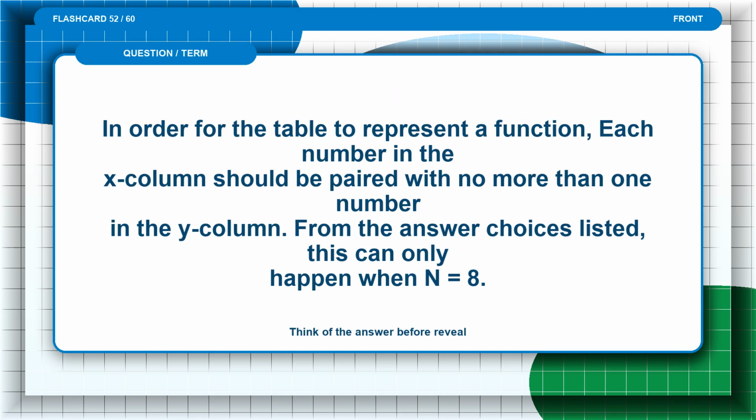Flashcard 52. In order for the table to represent a function, each number in the x column should be paired with no more than one number in the y column. From the answer choices listed, this can only happen when n equals 8. Think of the answer before the reveal.